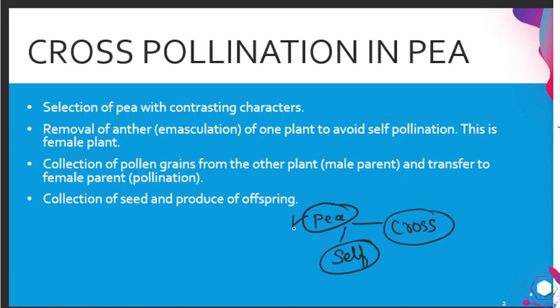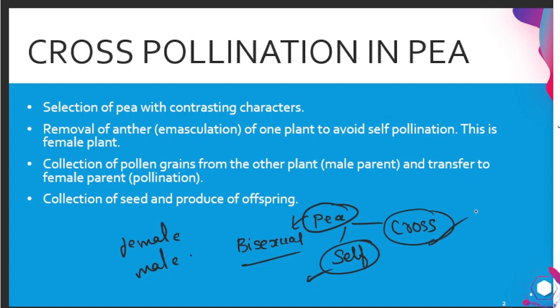Why? Because pea plant is a bisexual flower. Already I told that both gynoecium and androecium, both the parts will be present in the pea plant. Both the female part as well as the male part will be present, so that both self pollination as well as cross pollination is possible in pea plant.